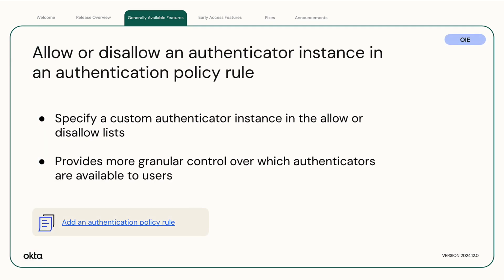Allow or disallow an authenticator instance in an authentication policy rule. You can now specify a custom authenticator instance in the allow or disallow lists of an authentication policy rule. This provides more granular control over which authenticators are available to users.